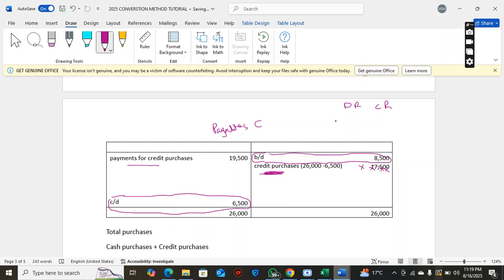The liability is reducing when you pay for a credit purchase. So you debit the payables. And then you credit cash, since you're paying with cash. Cash is an asset. Decrease in an asset, you credit. Payables is a liability. Decrease in a liability, you debit. So that's why these payments for credit purchases have appeared on the debit side here. So you put there 19,500.